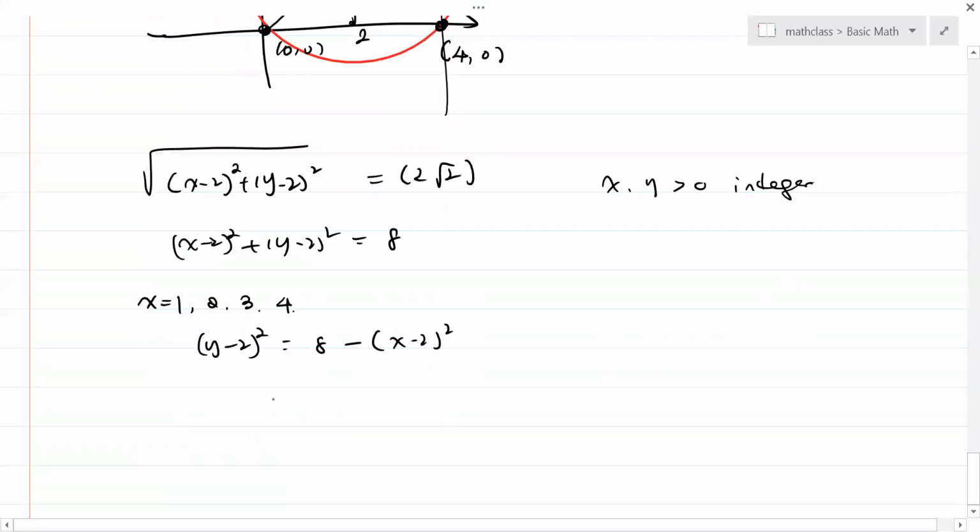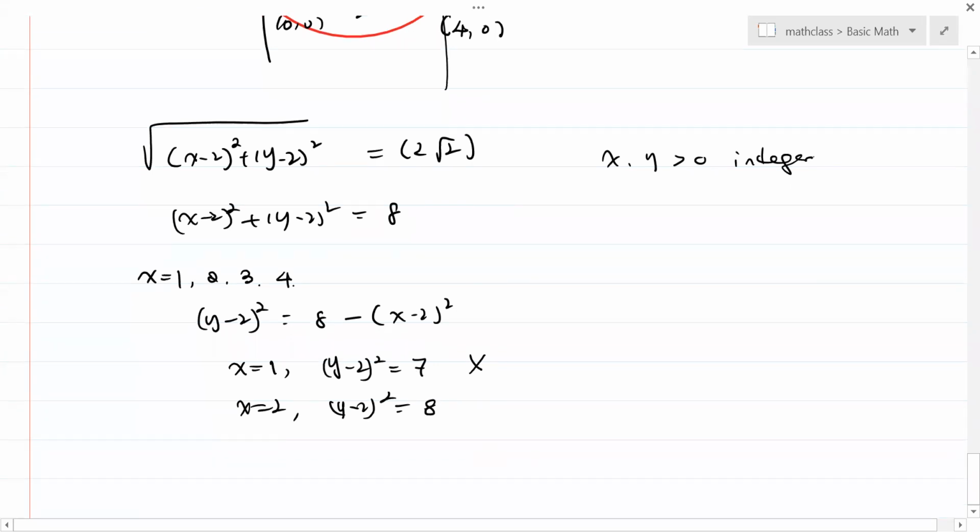So when x equals 1, y minus 2 squared equals 7. No, because y cannot be an integer. When x equals 2, you get 8, and so y is not going to be an integer. It must be a perfect square. When x equals 3, y minus 2 squared equals 7 again, it's not.